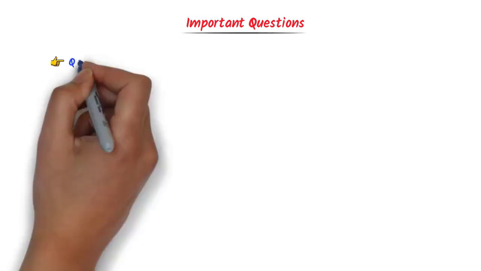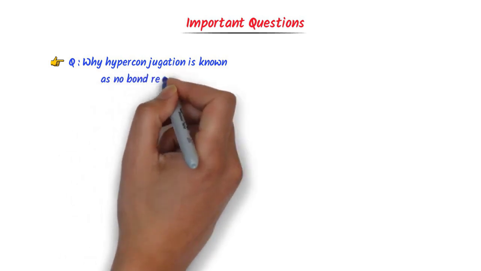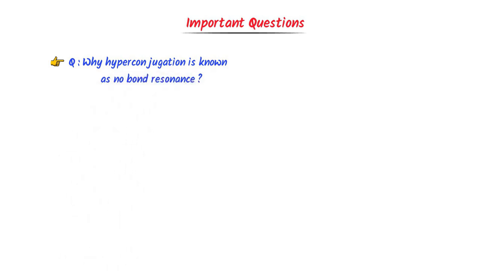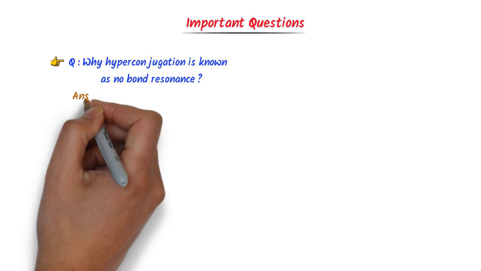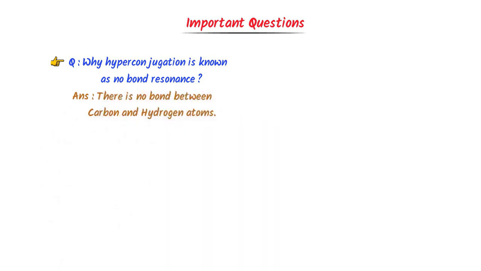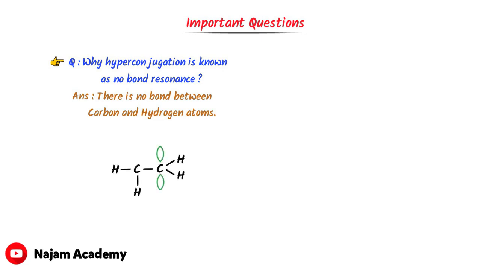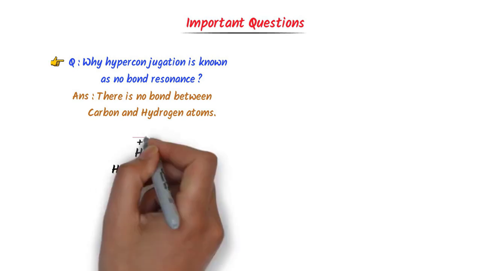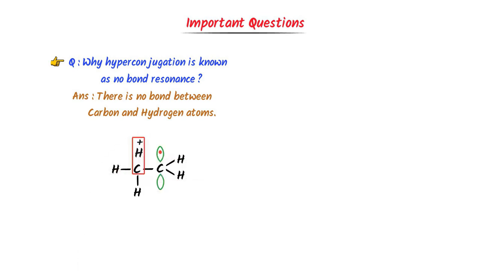The first question is, why is hyperconjugation also known as no bond resonance? Well, it is because there is no bond between the carbon and hydrogen atoms. For example, consider this carbocation where the hyperconjugation effect has occurred. We can see that hydrogen has given its sigma electron to the p orbital. There is no bond between hydrogen and carbon. Therefore, we say that hyperconjugation is also known as no bond resonance.